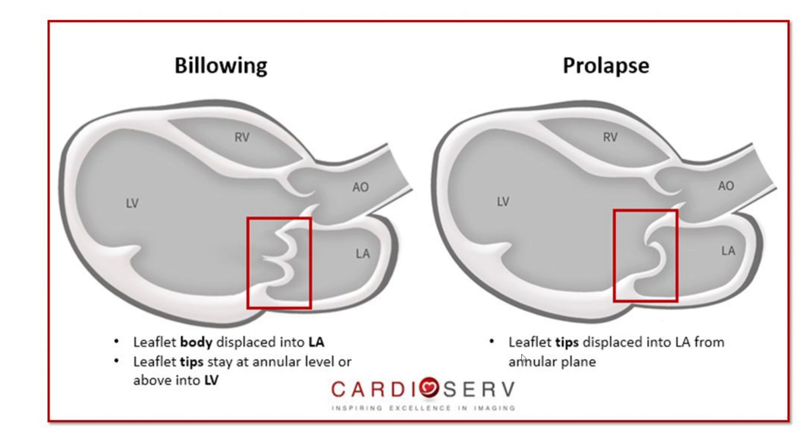So here is a picture of the parasternal long axis view in echocardiography. We have here the mitral valve leaflets billowing into the left atrium. This one is without the rupture of chordae tendineae, and they are displaced more. It's like they're displaced above the annular level into the left atrium. And for the prolapse, here we have the mitral valve leaflets bulging into the left atrium.